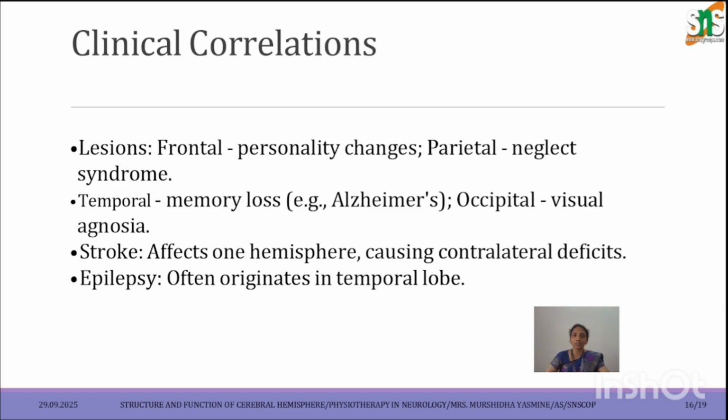Let's clinically correlate the cerebrum structure and function. Lesions in the cerebral hemispheres, especially in the frontal lobe, cause personality changes. In the parietal lobe, neglect syndrome happens. A lesion in the temporal lobe causes memory loss, as in Alzheimer's disease. A lesion in the occipital lobe causes visual agnosia, a disturbance of vision. In case of stroke, it affects one hemisphere causing contralateral deficits. If the lesion is on the right side of the brain, the deficit will be on the left side. Epilepsy often originates in the temporal lobe of the brain.